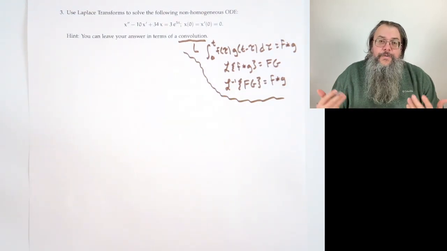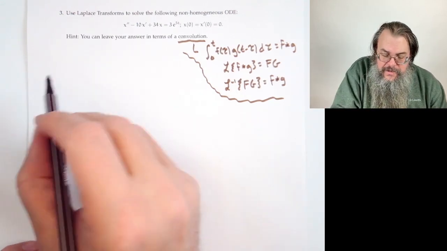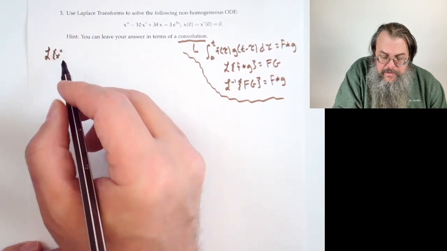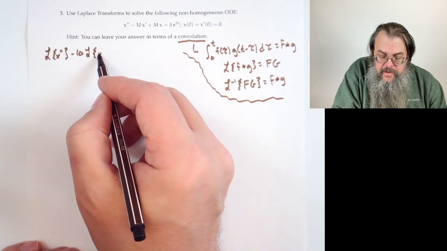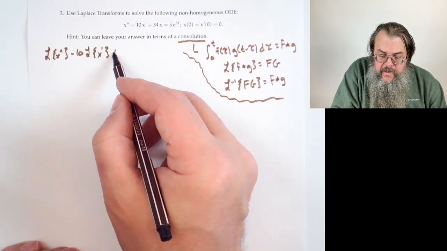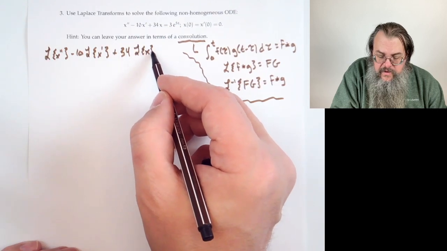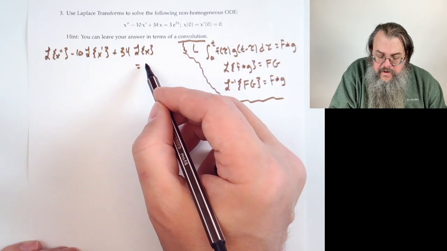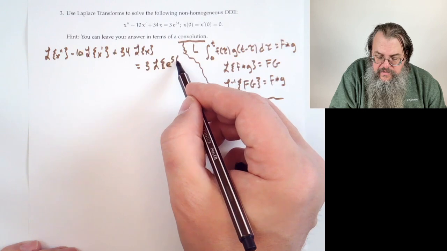Okay, so we proceed like we would any problem involving differential equations and Laplace transforms. We take the Laplace transforms of both sides. So the Laplace transform of x double prime minus 10 times the Laplace transform of x prime plus 34 times the Laplace transform of x is equal to, I'm going to run out of space here, all right, we'll go to the next line, 3 times the Laplace transform of e to the 5t.